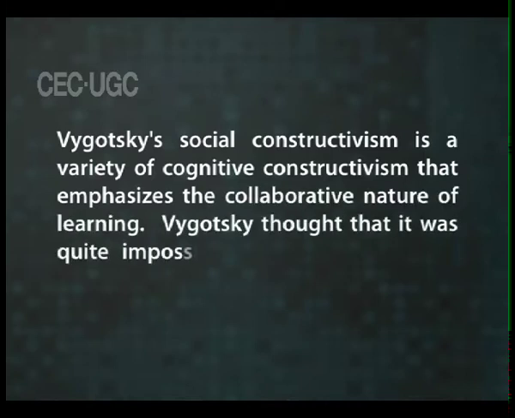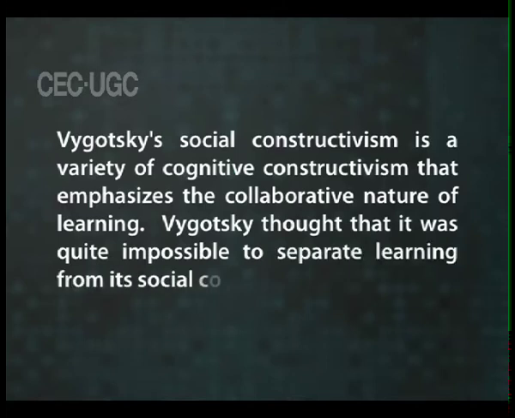Vygotsky thought that it was quite impossible to separate learning from its social context. For Vygotsky, learning is not mere assimilation and adaptation, but knowledge is constructed through social experiences. Vygotsky believed that social interaction, cultural tools and activity shape individual development and learning. Module 4, Social Constructivism of Vygotsky can be explained under the following headings. The first one, knowledge or cognitive structure. Second one, levels of learning and development. Third one, motivation. And the fourth one, instruction.